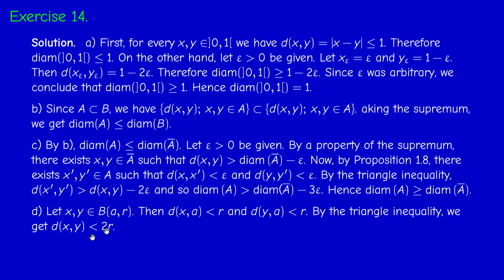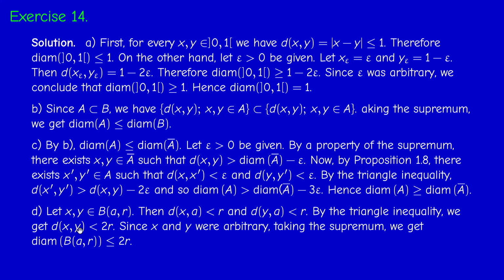And since this is true for all x, y, taking the supremum, we get that the diameter, which is the supremum, is less or equal. So always when you take the supremum or the infimum, strict inequalities become large inequalities. So the diameter of this ball is less or equal than 2r.